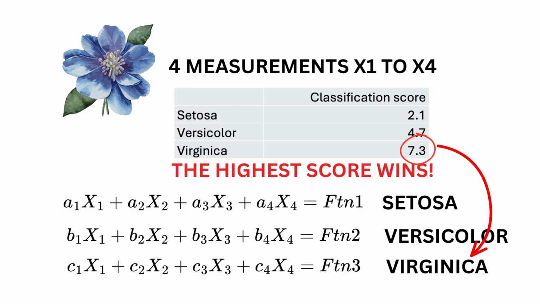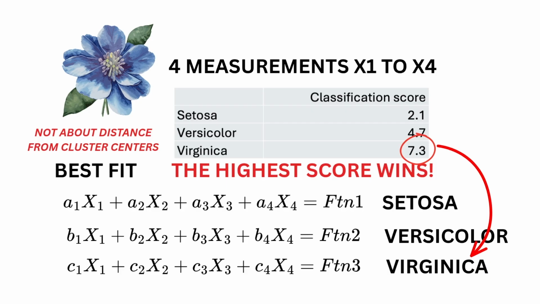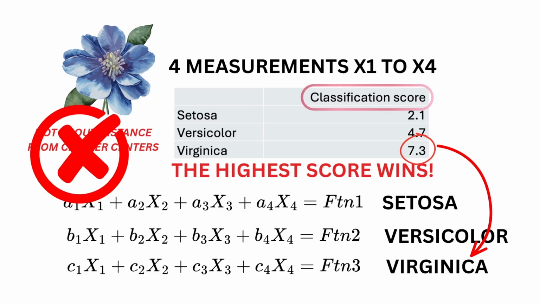Notice that we're not asking which species is geographically closest, or which one has the smallest distance. We're asking instead, which group does this flower fit best? The classification score is simply a numerical way of making that comparison. So best fit means the one with the highest classification score, and not the lowest distance from a group center, as you might have been tempted to think when you saw the clouds of data in the scatter plots. More on this in a while.